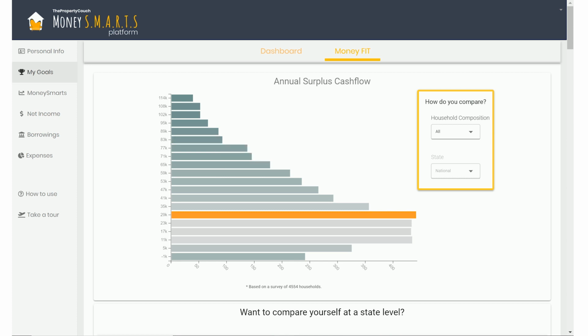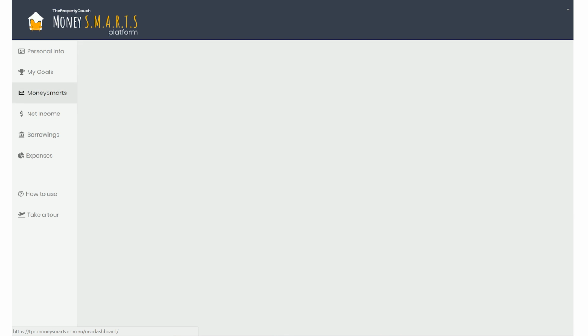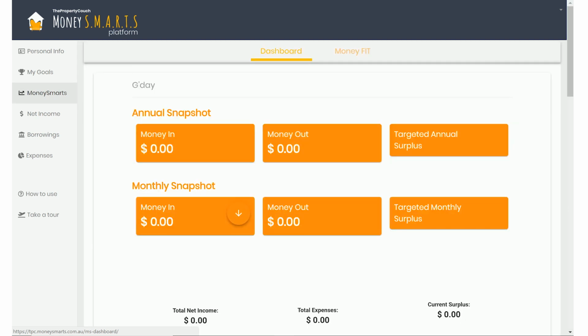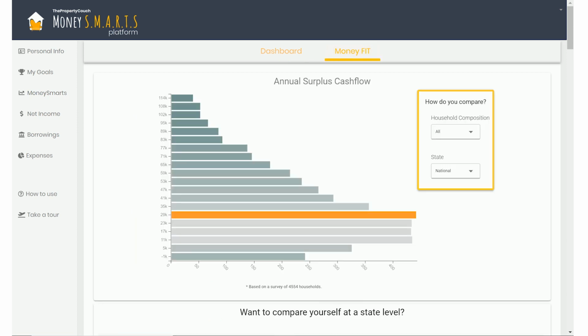But you can now give us some information about you. Just the state, if you want to. So if you want to participate in that, and I say, let's say I live in Victoria, I've now saved that. So by saving that, I've now saved that into Victoria. I go back in to the Money Smarts area, and then I go over to Money Fit. And as I go into the Money Fit area, all of a sudden now I've opened up by state.